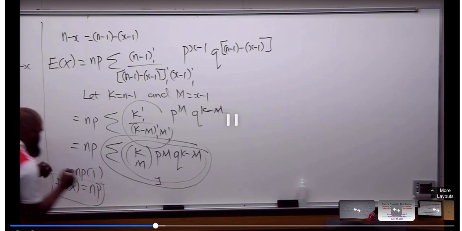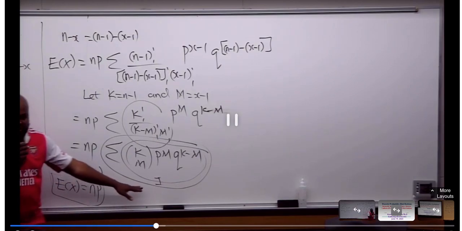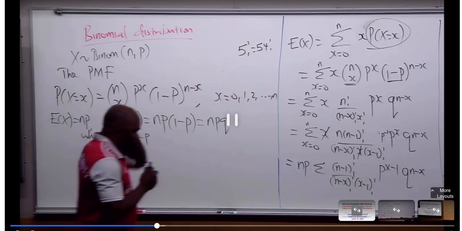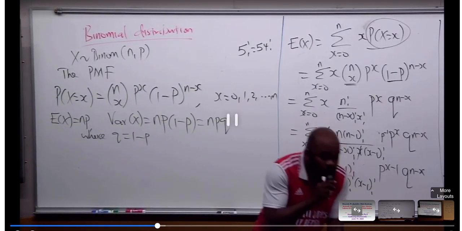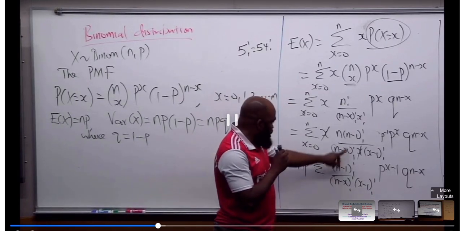Is there any question on how this is derived? Any question? Can you explain the n minus 1 and the x minus 1? Here, right? Okay, how this one becomes this?